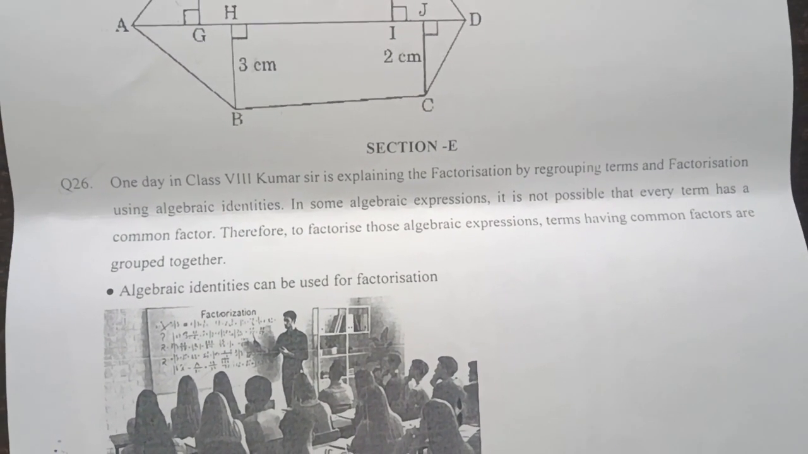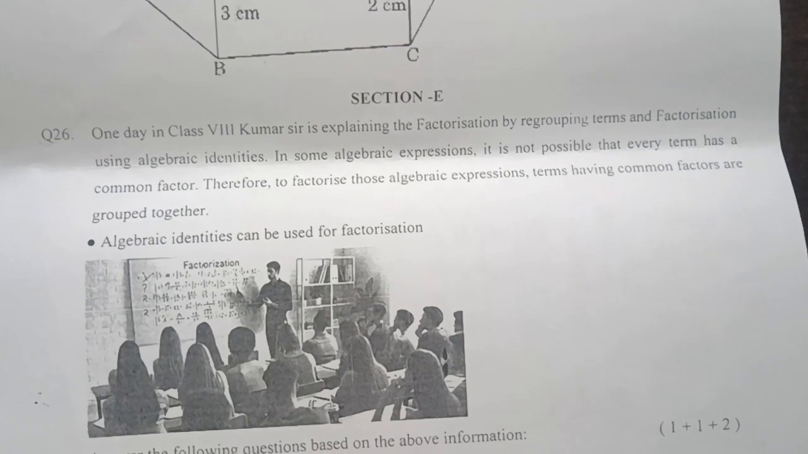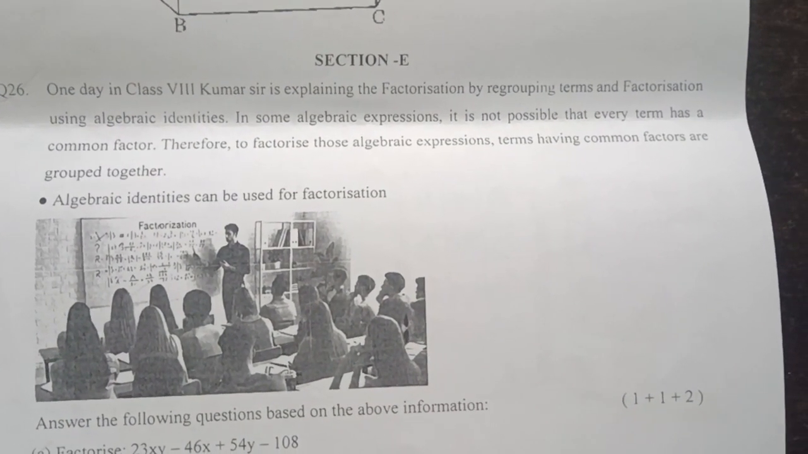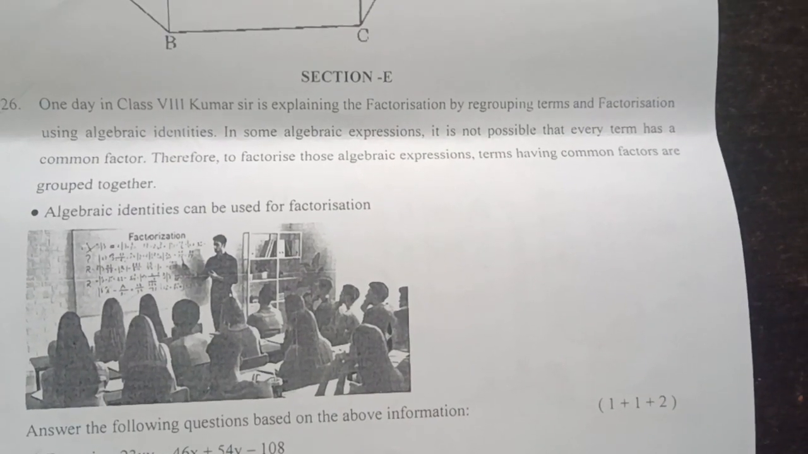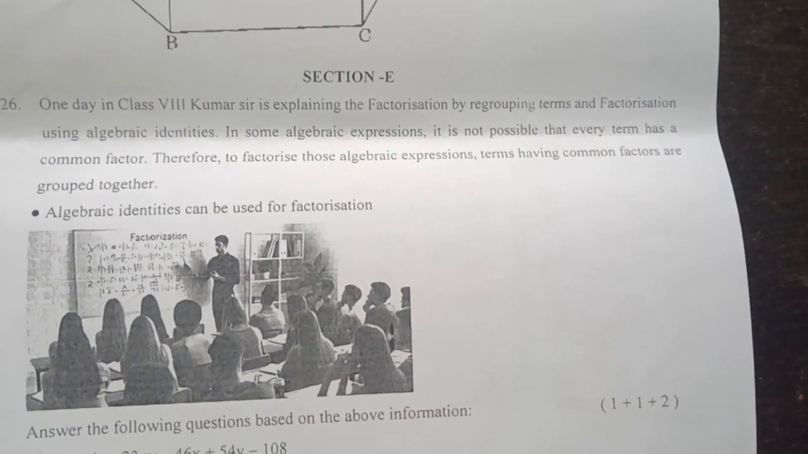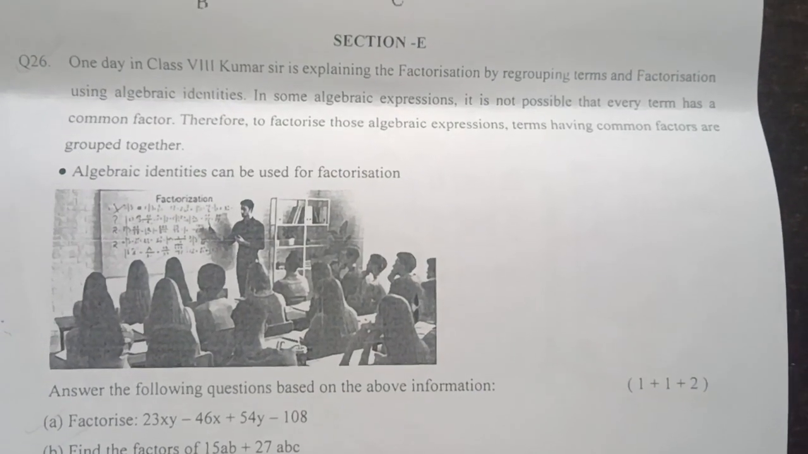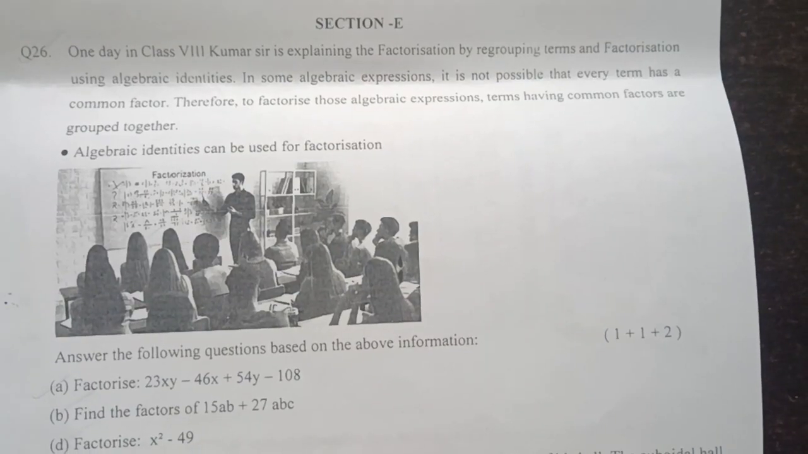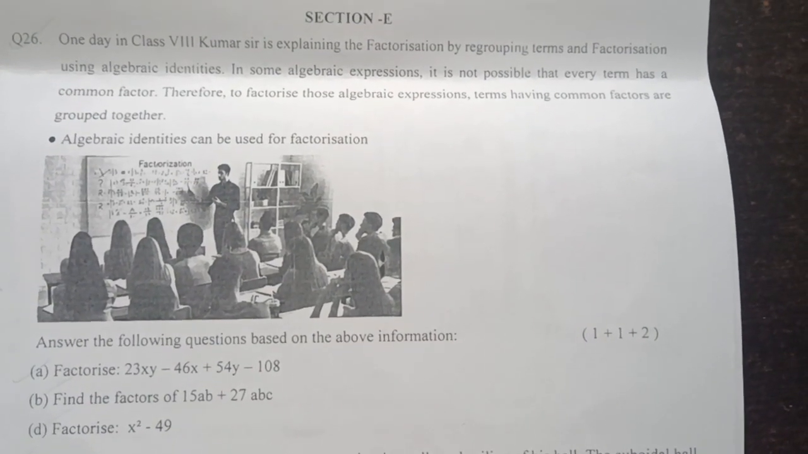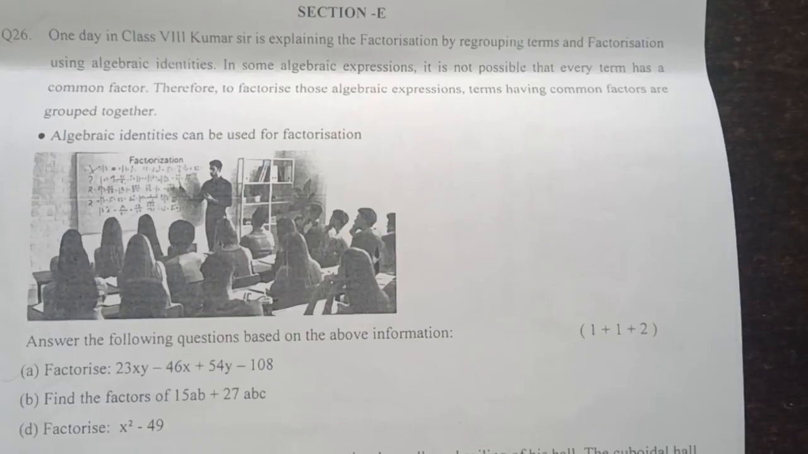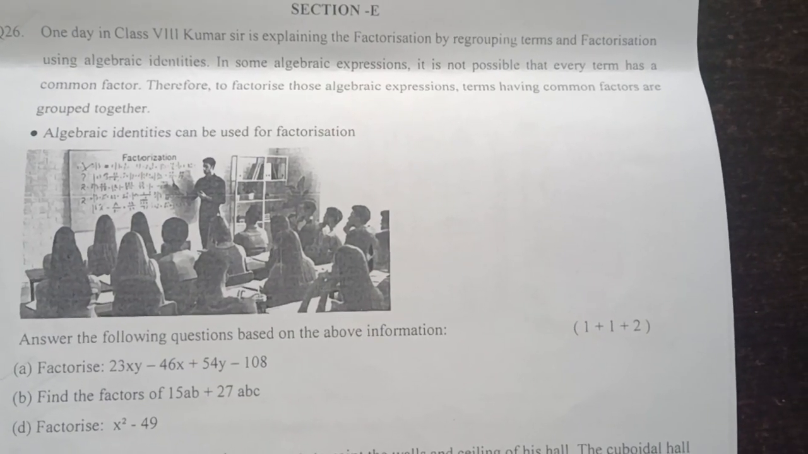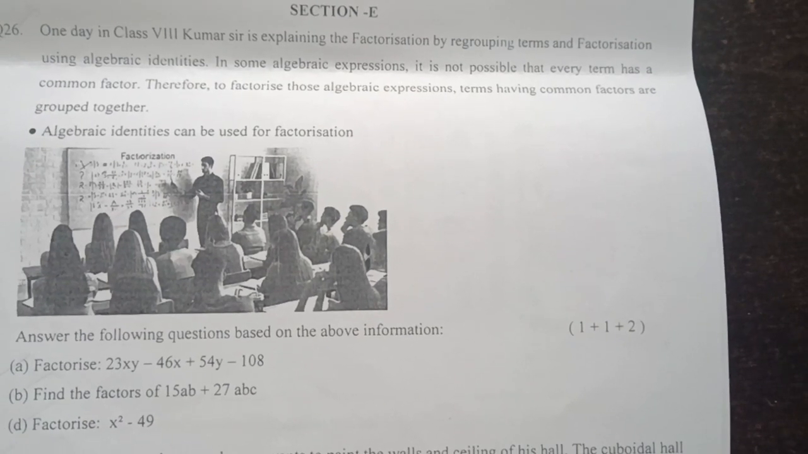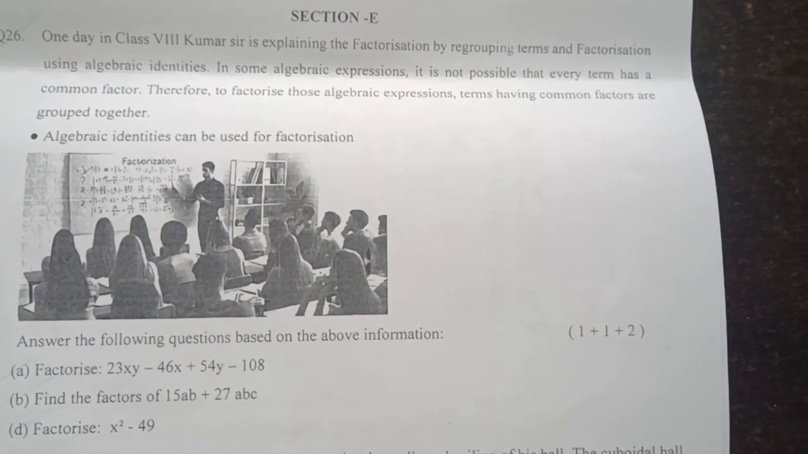सो सेक्शन ई में जो है क्वेश्चंस वो 4 मार्क ईच है. सो फर्स्ट क्वेश्चन है, one day in class 8th Kumar sir is explaining the factorization by regrouping. So you can read this question from the screen. I am just going to ask you the questions. Answer the following questions based on the above information. तो इसमें आपको फैक्टराइजेशन करनी है एक तो, ठीक है. Then find the factors of 15ab plus 27abc and then factorize x square minus 49.